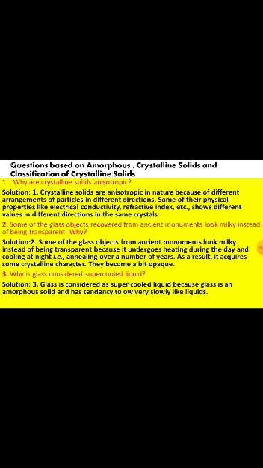Question number 3. Why is glass considered a supercooled liquid? The glass, as you know, is an amorphous solid. Here the answer is glass is considered a supercooled liquid because glass is an amorphous solid and has a tendency to flow, but slowly like liquids. That's why it is also known as supercooled liquid.